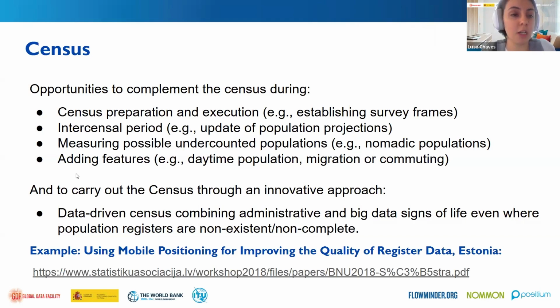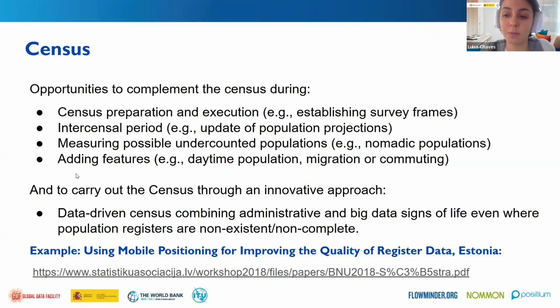It doesn't depend on registered databases or require physical contact, which makes it much more resilient to disruptions like the COVID-19 pandemic or even conflict situations. It also helps fill the gaps between censuses. For instance, mobile phone data can support population projections, highlight undercounted groups, and add value features like daytime population, migration flows, or commuting patterns.